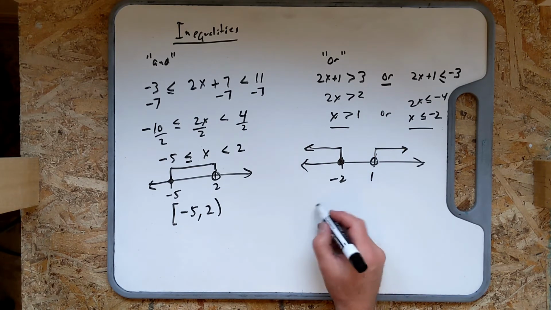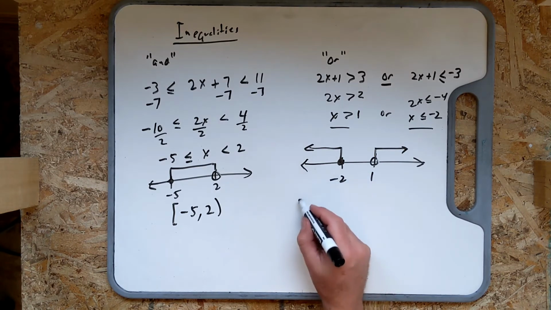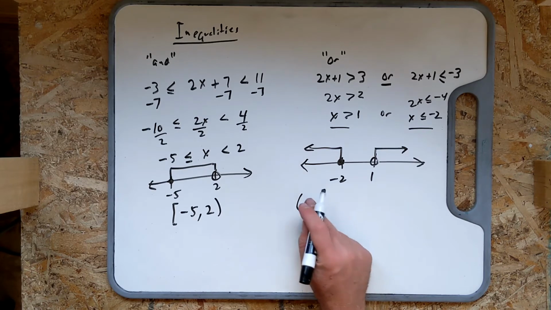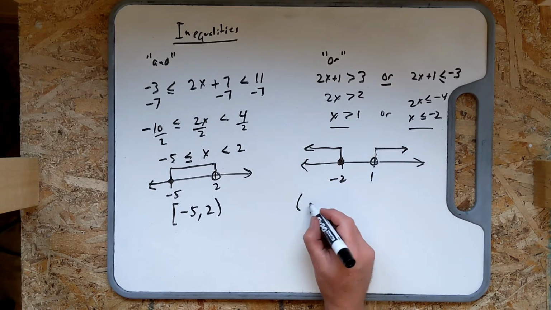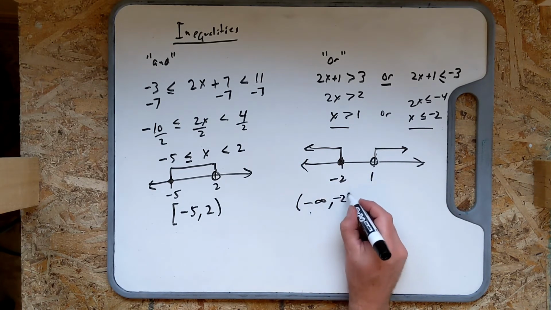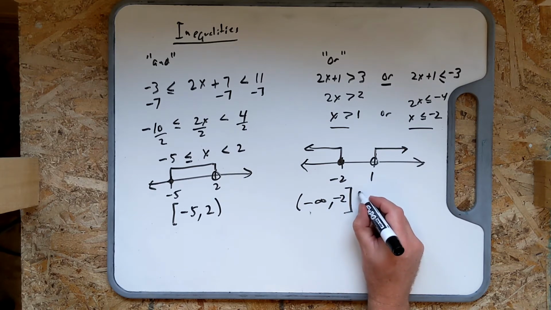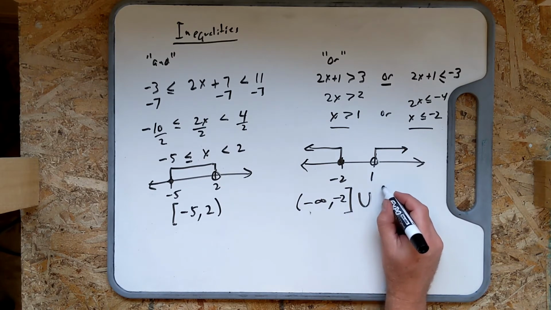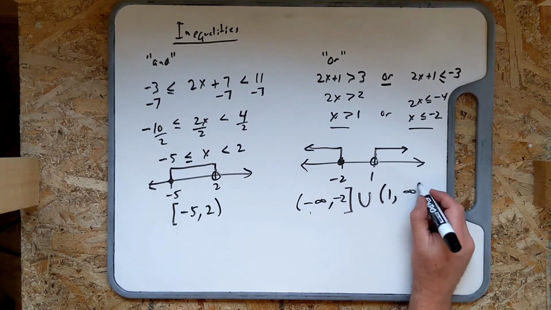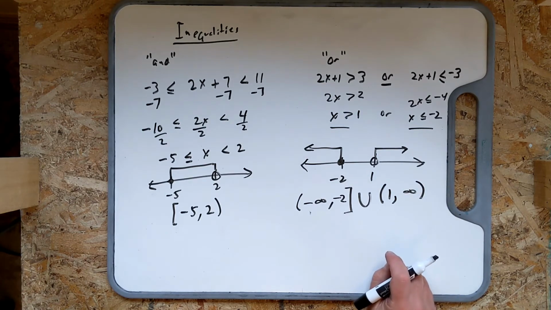Now let me do the interval notation and talk about it a little bit. This has 2 parts as well, the interval notation, because it's in 2 parts, the graph. You go from negative infinity to negative 2, including -2, union, start with 1 and go to infinity. So a couple things on these.